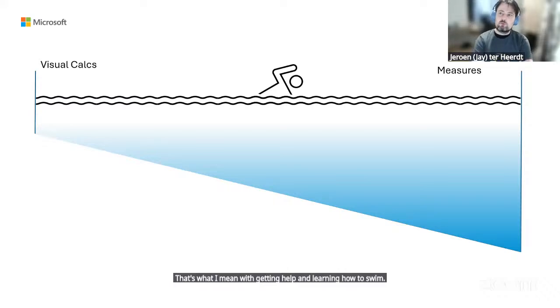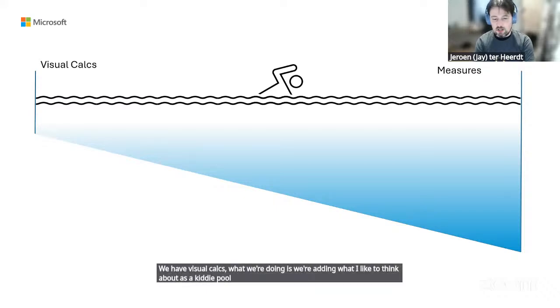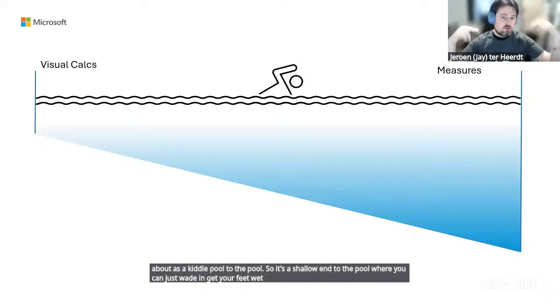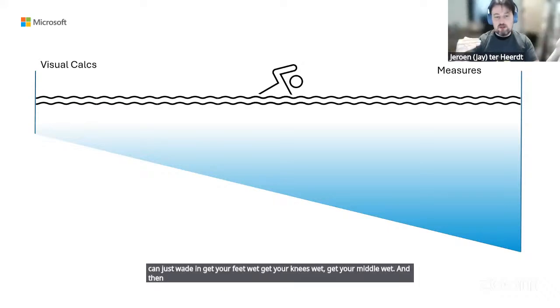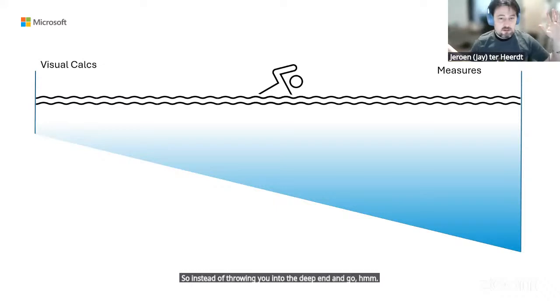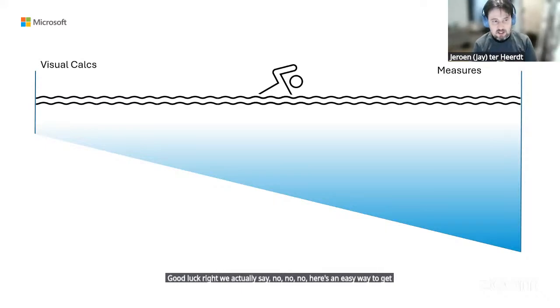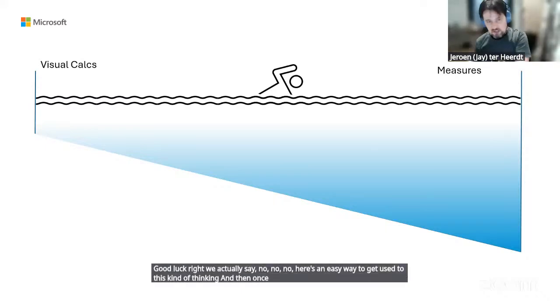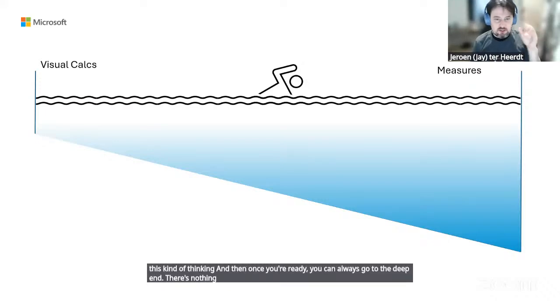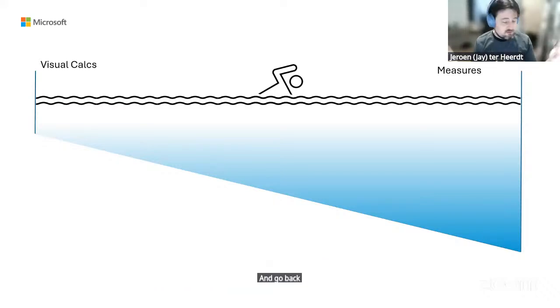With visual calcs, what we're doing is we're adding what I like to think about as a kiddie pool to the pool. So it's a shallow end to the pool where you can just wade in, get your feet wet, get your knees wet, get your middle wet, and then when you're ready, if you're ready, you can start swimming, right? So instead of throwing you into the deep end and saying good luck, we say, no, here's an easy way to get used to this kind of thinking. And then once you're ready, you can always go to the deep end. There's nothing stopping you from going from the shallow end to the deep end when you're ready, or come back and go back and forth. That's totally up to you.